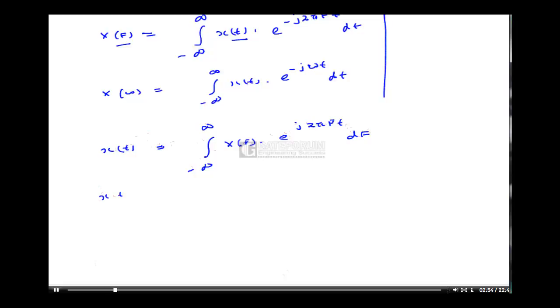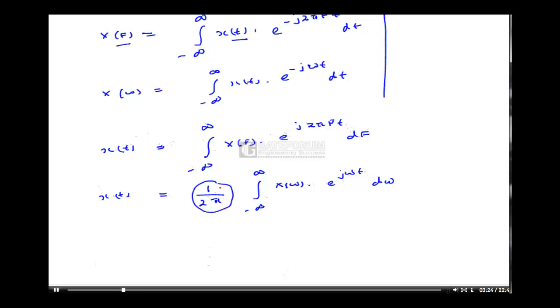or in terms of omega it is 1 upon 2 pi times the integral from minus infinity to infinity of X(omega) e to the power j omega t d omega. The 1 upon 2 pi does not have any meaning as such, but mathematically it comes into the picture, so that's why we are writing it. Otherwise, there is no importance of writing 1 upon 2 pi. Now this is the Fourier transform synthesis and analysis equation.